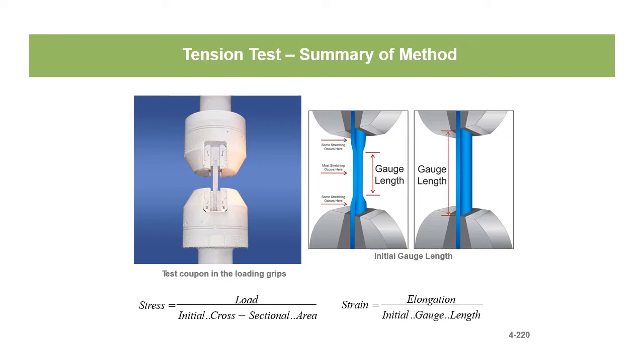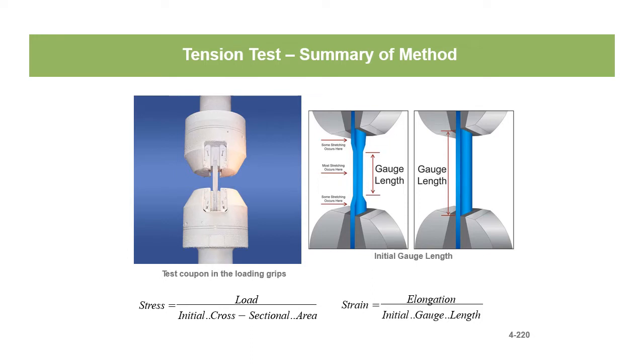Tension test, summary of method. Okay, for the tension test, on the left we've got the test coupon in the loading grips. To figure out what the stress is in PSI, the American/English system, you take your load, which is how much force it takes to make this specimen fail, and divide it by the initial cross-sectional area. So 100,000 pounds divided by 1 square inch gives you 100,000 PSI as your stress.